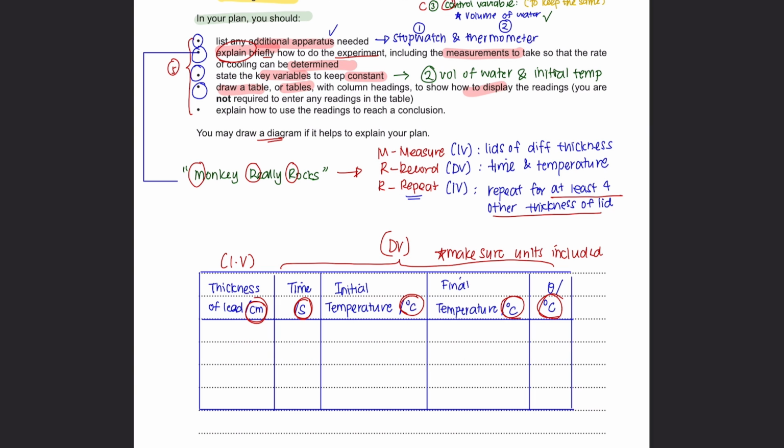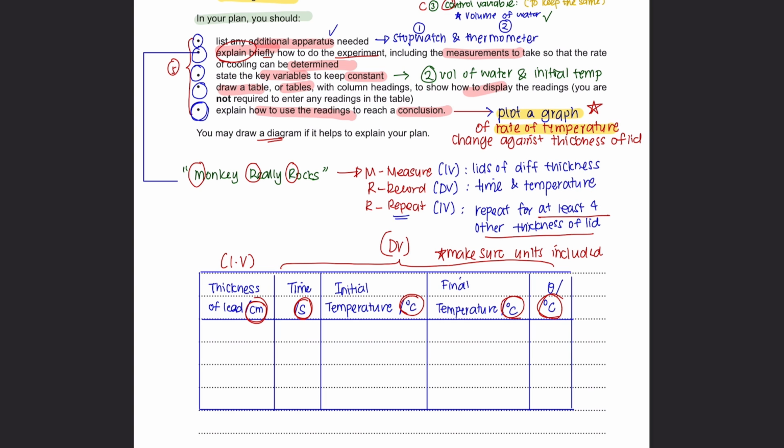Okay, done. And moving on to your last bullet point, explain how to use the readings to reach a conclusion. This is a very common point that they will ask you when planning your experiment. And the answer is always the same: plot a graph. But you need to specify the axes for the graph. In this case, it would be the rate of temperature change against the thickness of lid. Make sure you specify your axes, otherwise you will not obtain a mark.